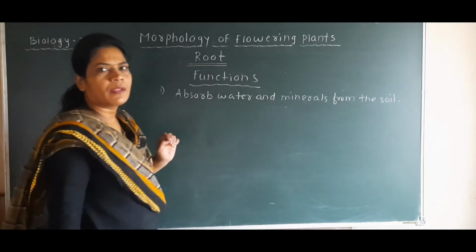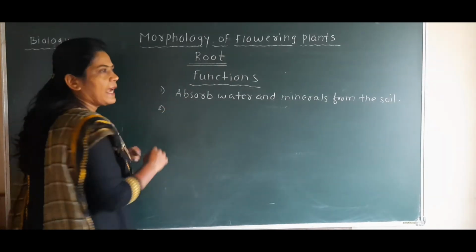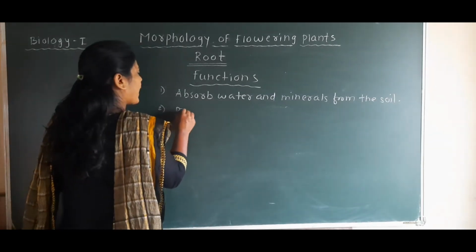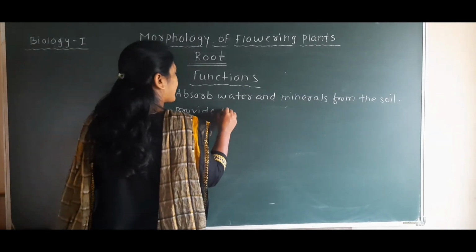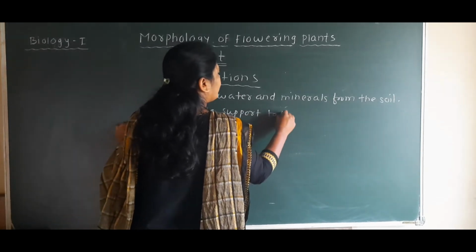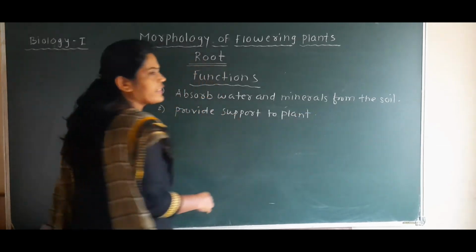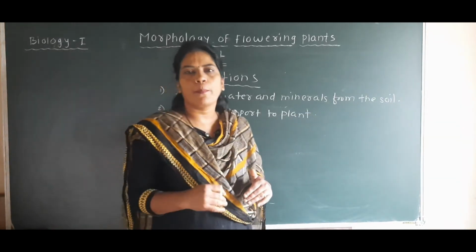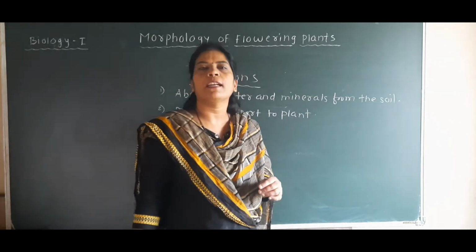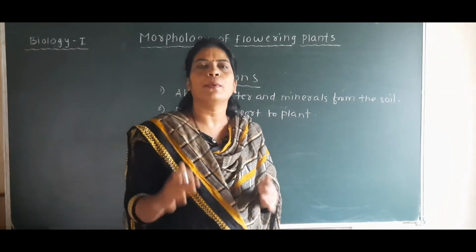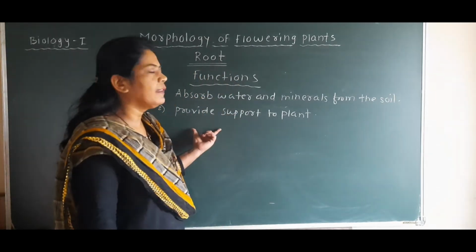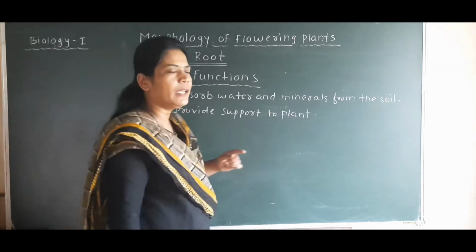The second function of the root is that it gives support to the plant, that we call anchorage, or we can call it support to the plant, due to which the plant can stand on the soil properly, or it can hold its plant body properly inside the soil. So it is called mechanical support, anchorage, or the proper support to the plant given by this root. So it is the second function of the root.